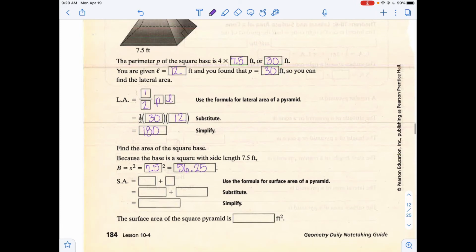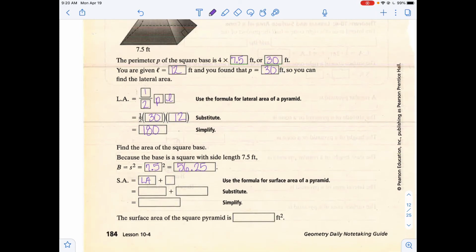So then we know surface area is lateral area plus the area of the base. Our lateral area is 180. The area of our base is 56.25. And if we add those together, we get 236.25. So the surface area of the square pyramid is 236.25 feet squared.